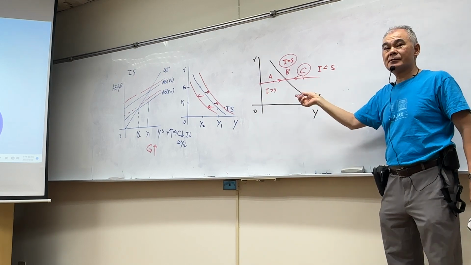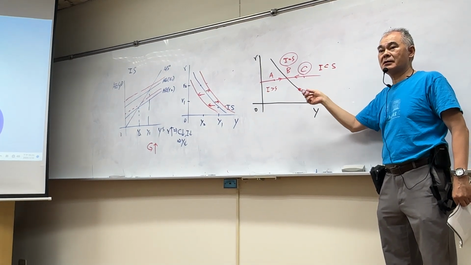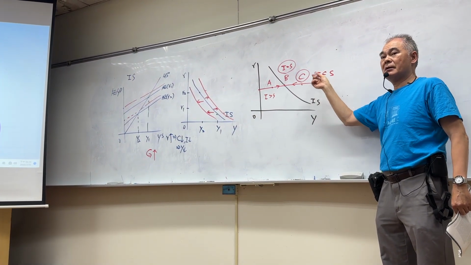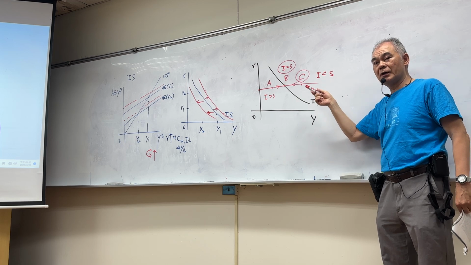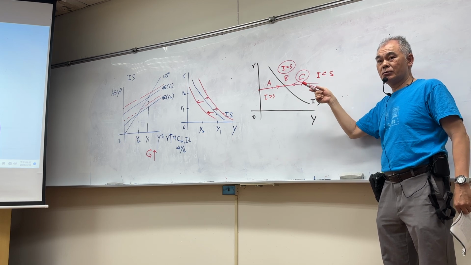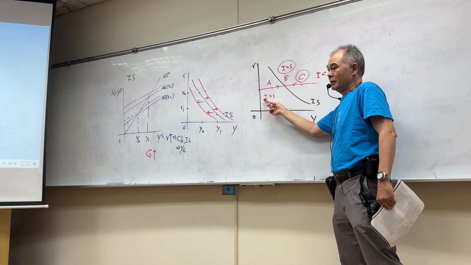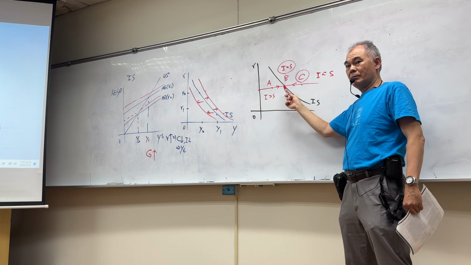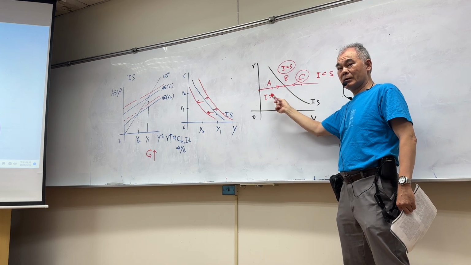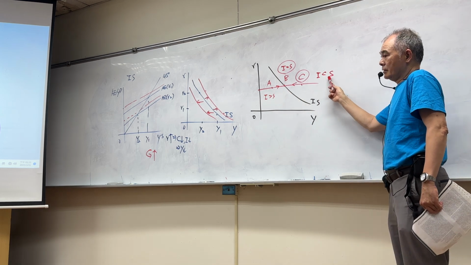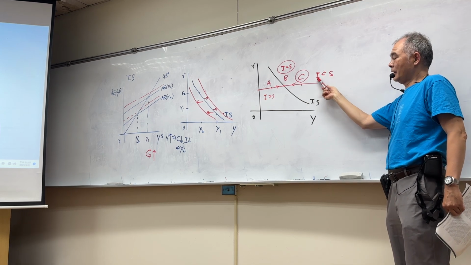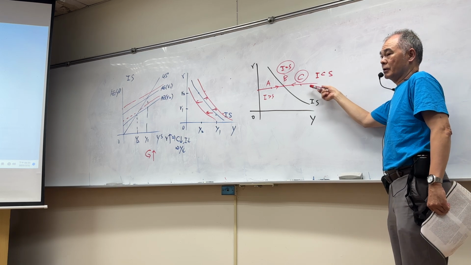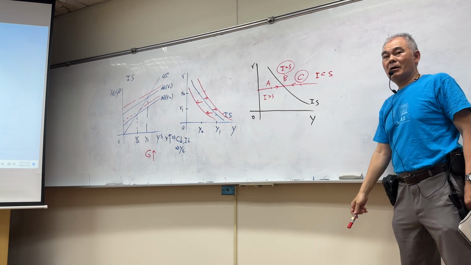Okay, this will be in the test. I will ask you the relationship between investment and saving, and in which way you're going to move toward equilibrium. Because I is greater than S, you will move to the right because there's more demand, so income will go up. And here, demand is not enough because I is less than saving, so output and income will go down. Questions?